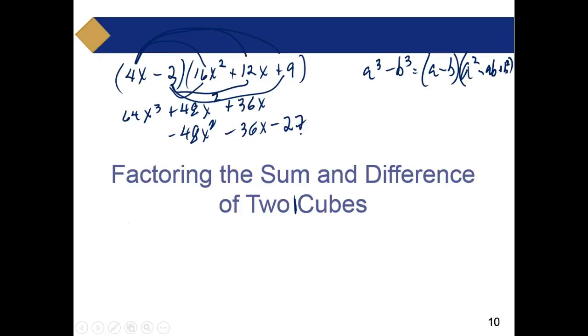Okay? And what do you have left? What does that add to? 64x cubed minus 27. Guess what? That's a difference of two perfect cubes. How do we get it? Difference of two perfect cubes. The difference of their cube roots. And then all you do, same rule as before.